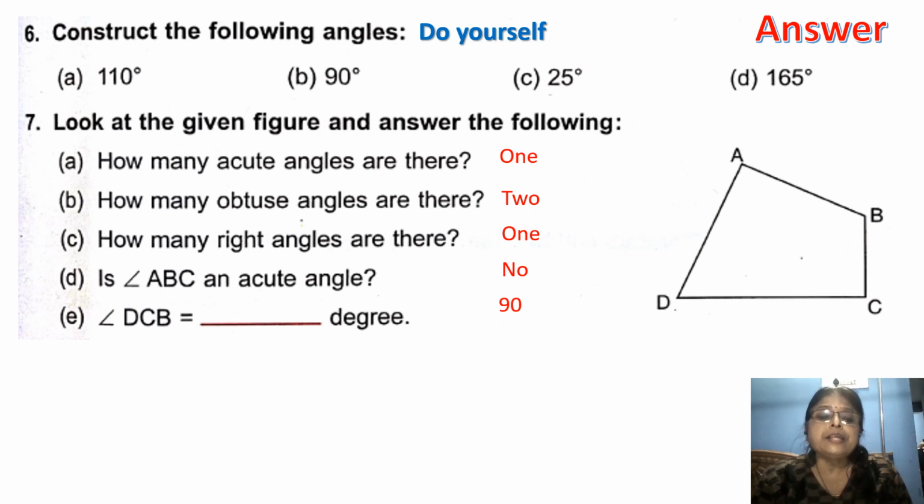Next question, is angle ABC an acute angle? No, angle ABC is not an acute angle because its measure is more than 90 degree. So it is not possible that angle ABC will be an acute angle. Next, DCB. The measurement of DCB is 90 degree. So the answer is 90 degree. In this way you can solve this question.